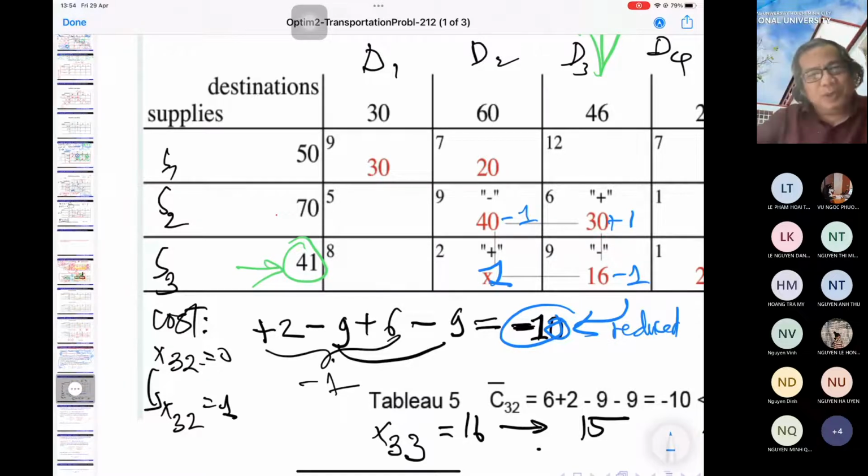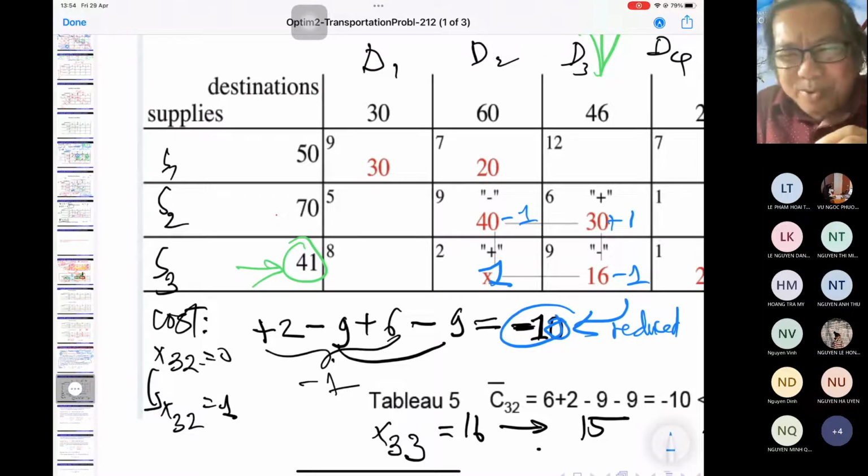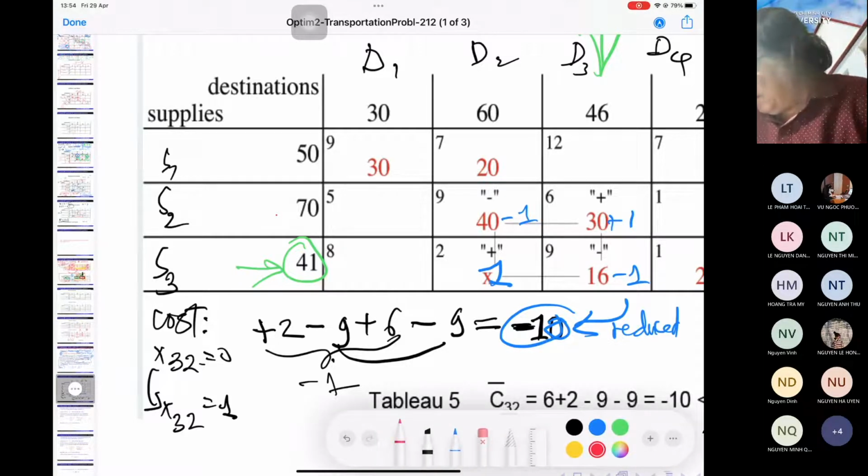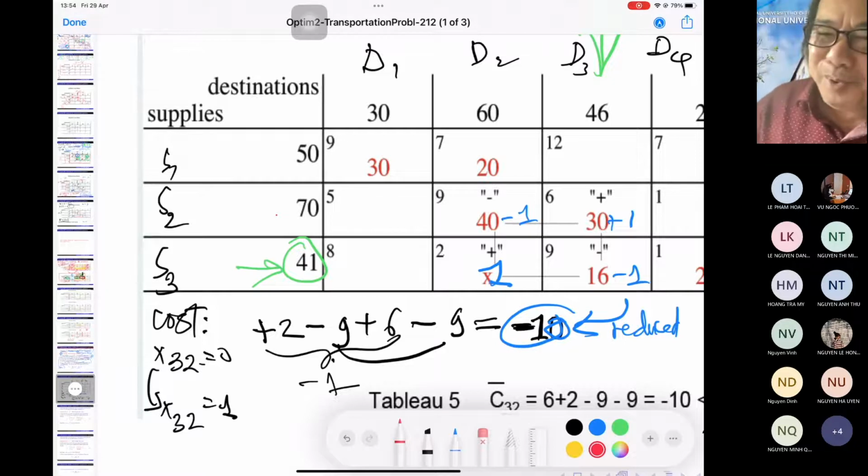So if you can imagine if you reduce 2, if I put here, it's the same thing like you study the network flow problem, then you can see that it's very easy.